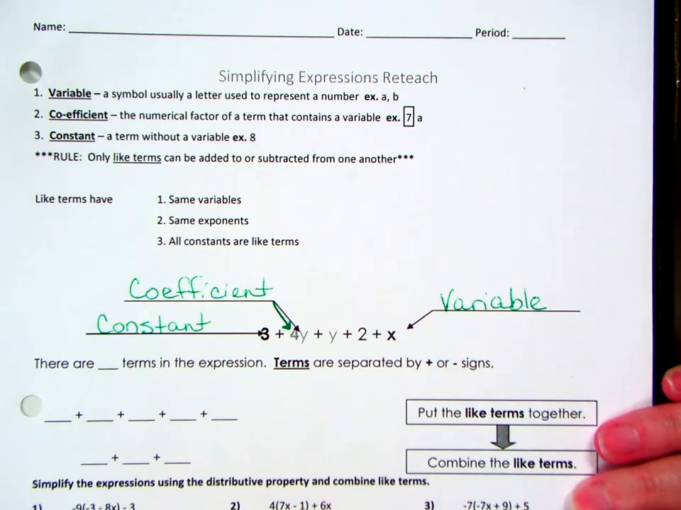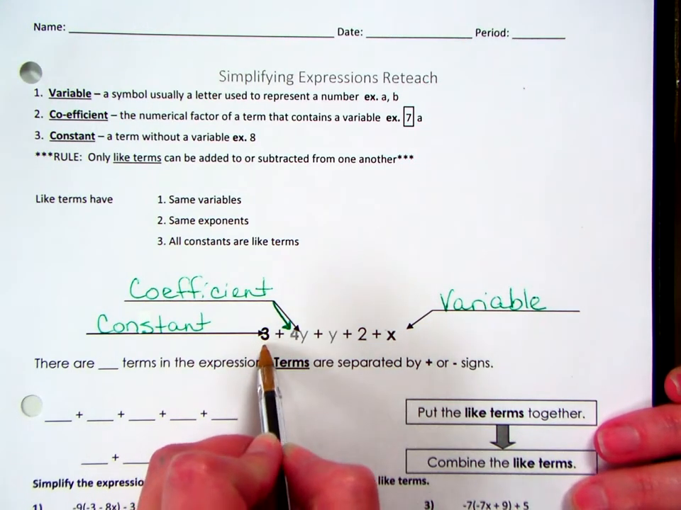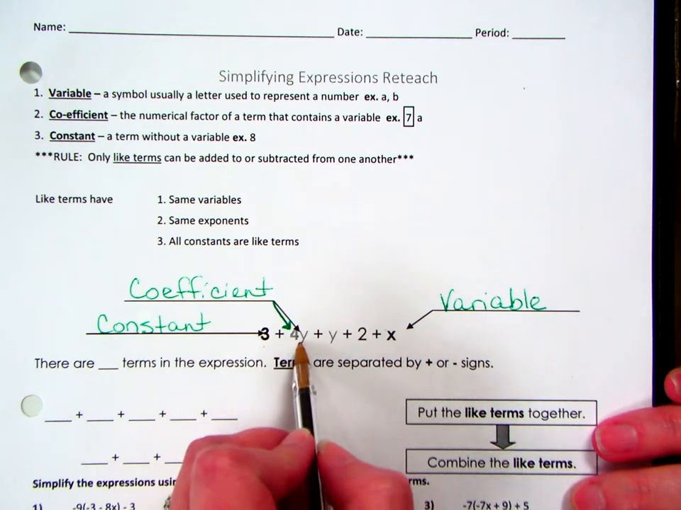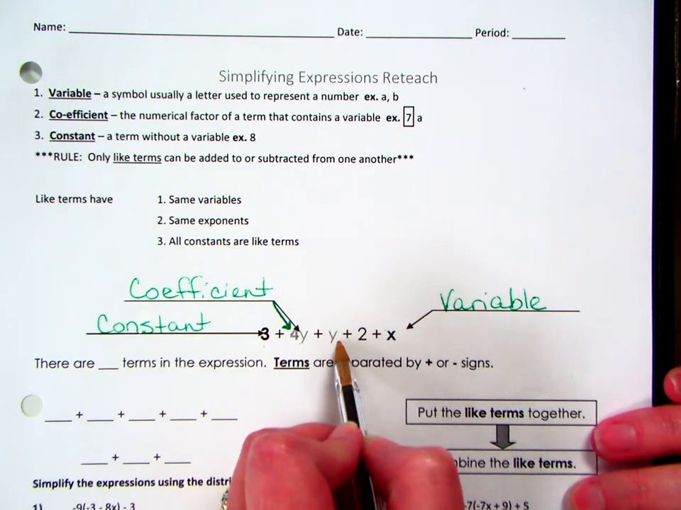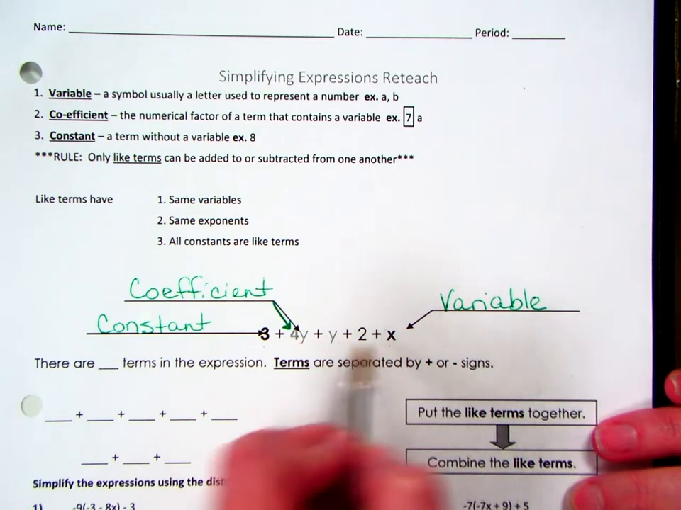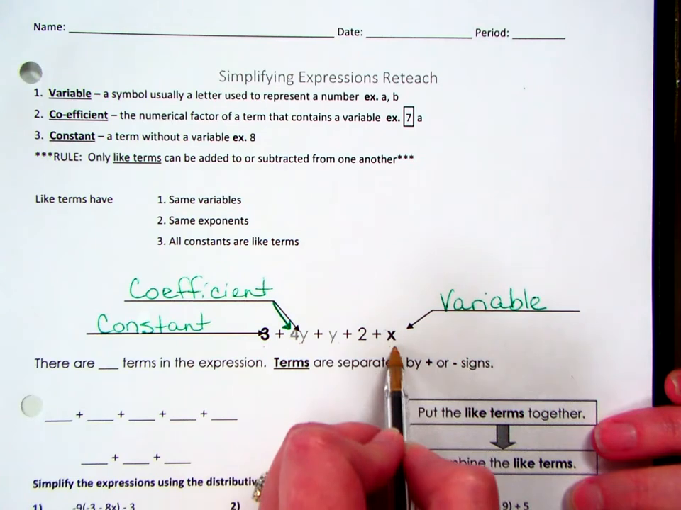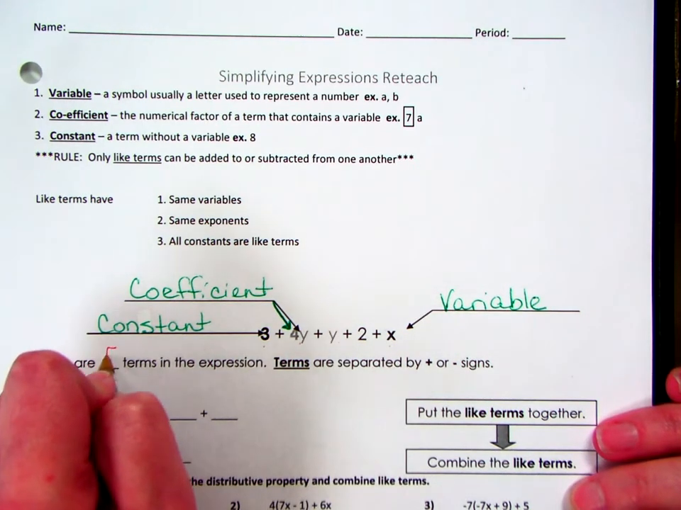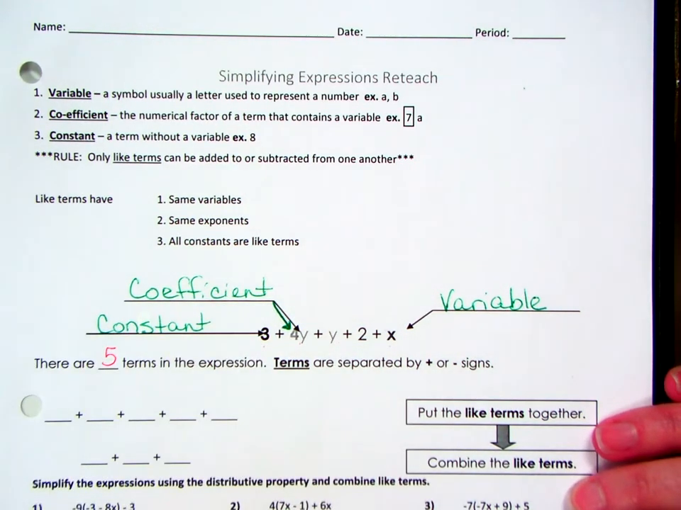So the next thing we need to talk about is the word term. Terms are basically the addition and subtraction sections of this. So you can see you have the number 3, that's a term. 4y is a term, y is a term, 2 is a term, and x is a term. So that means that there are 1, 2, 3, 4, 5 terms in the expression. Terms are separated by addition or subtraction signs. So with the 5 terms there, let's regroup them.